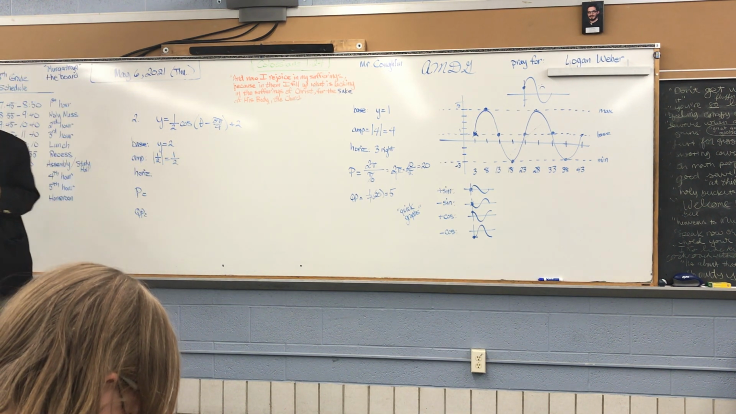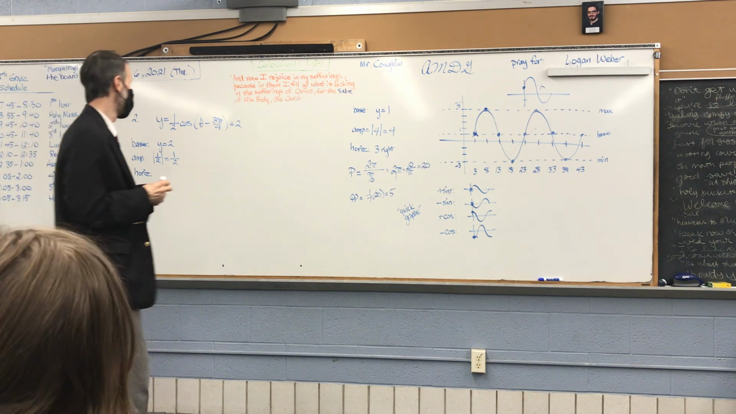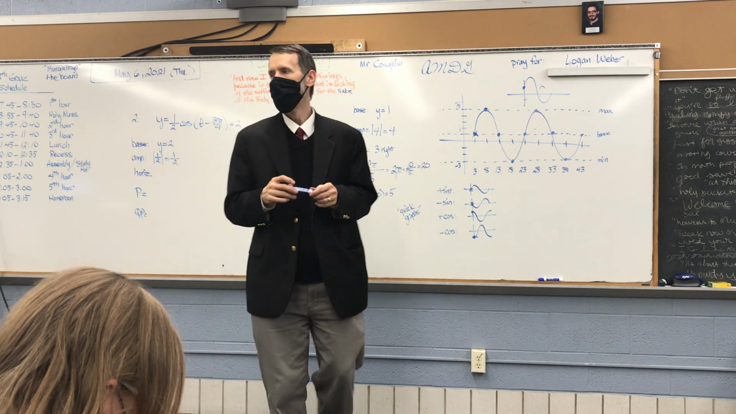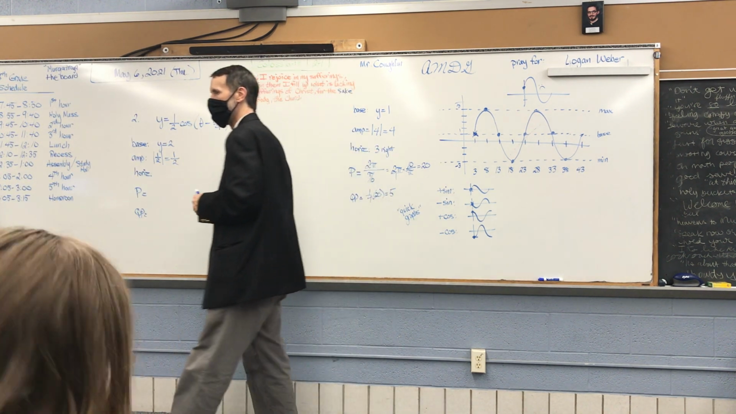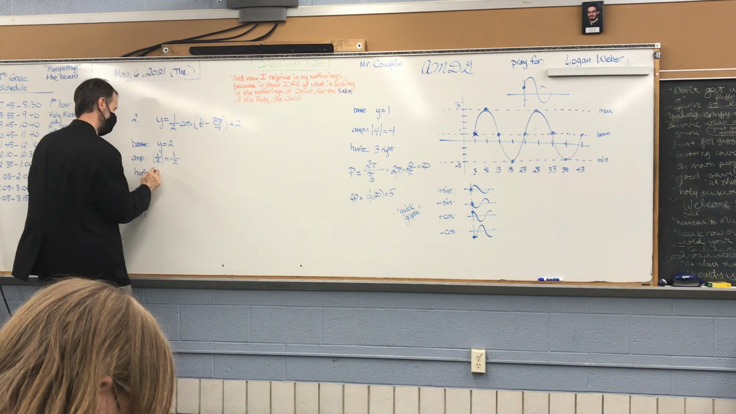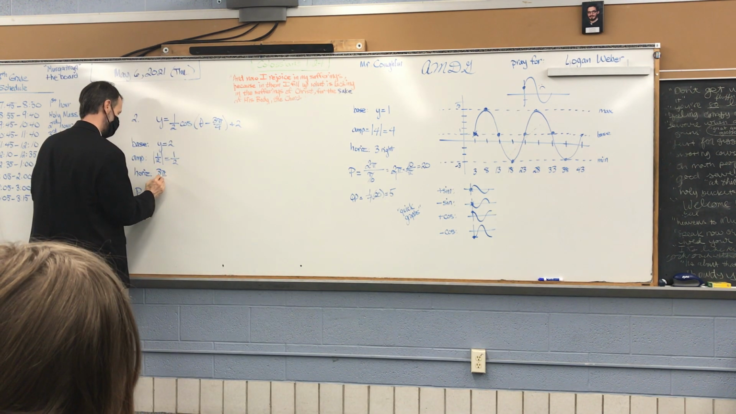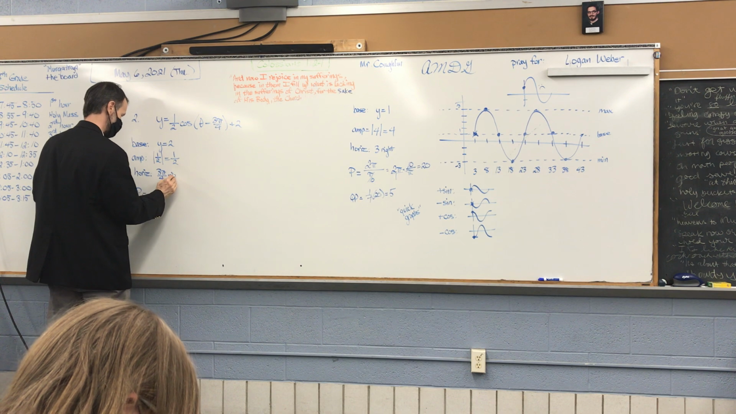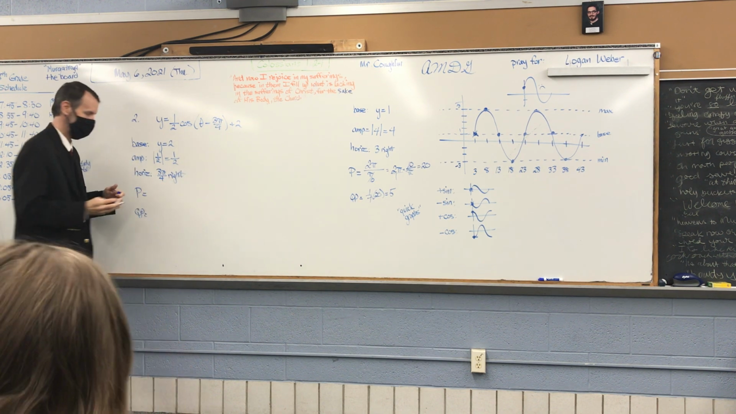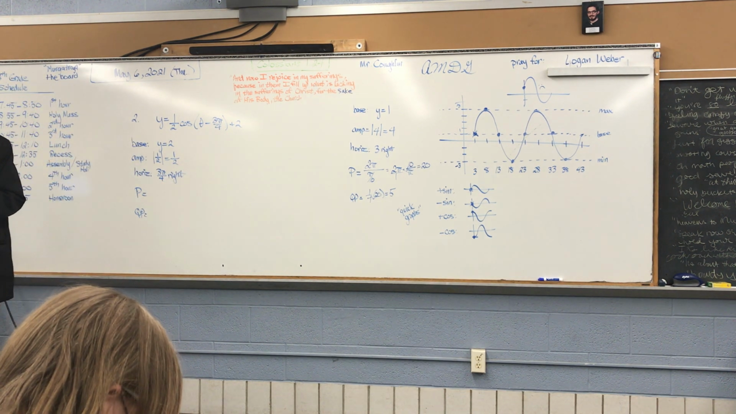What's the horizontal shift? Sophie. 3 pi over 4. To the left or to the right? To the right. Correct. That's going to be your starting point. Can somebody tell me how to find the period?